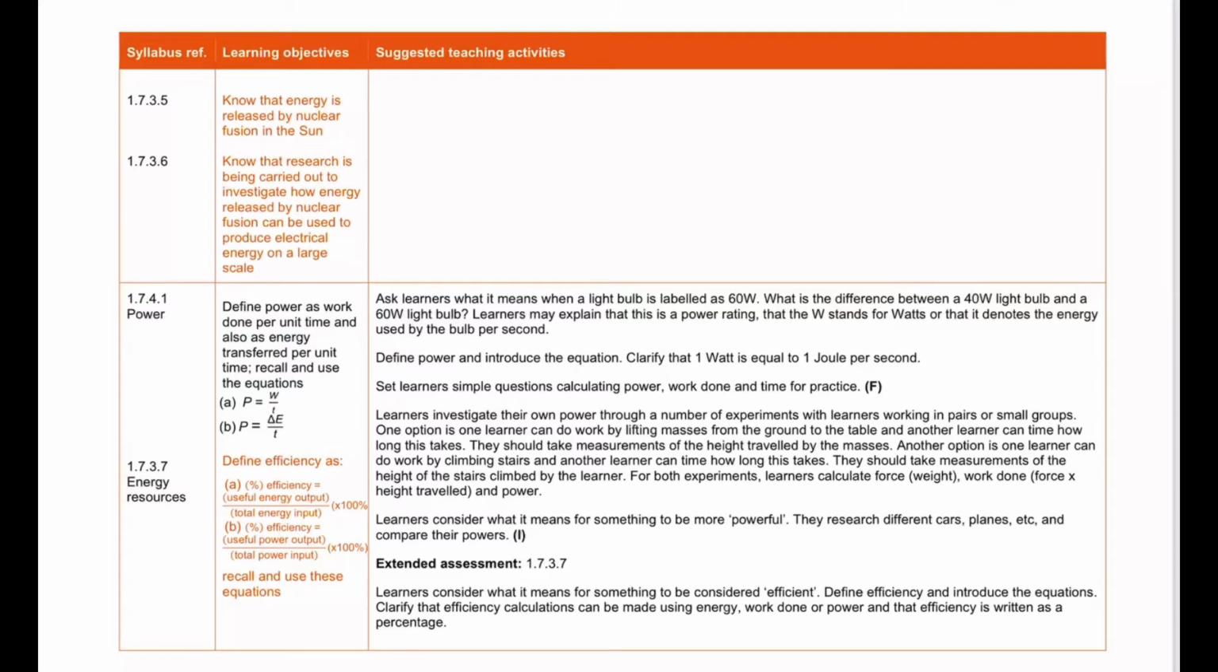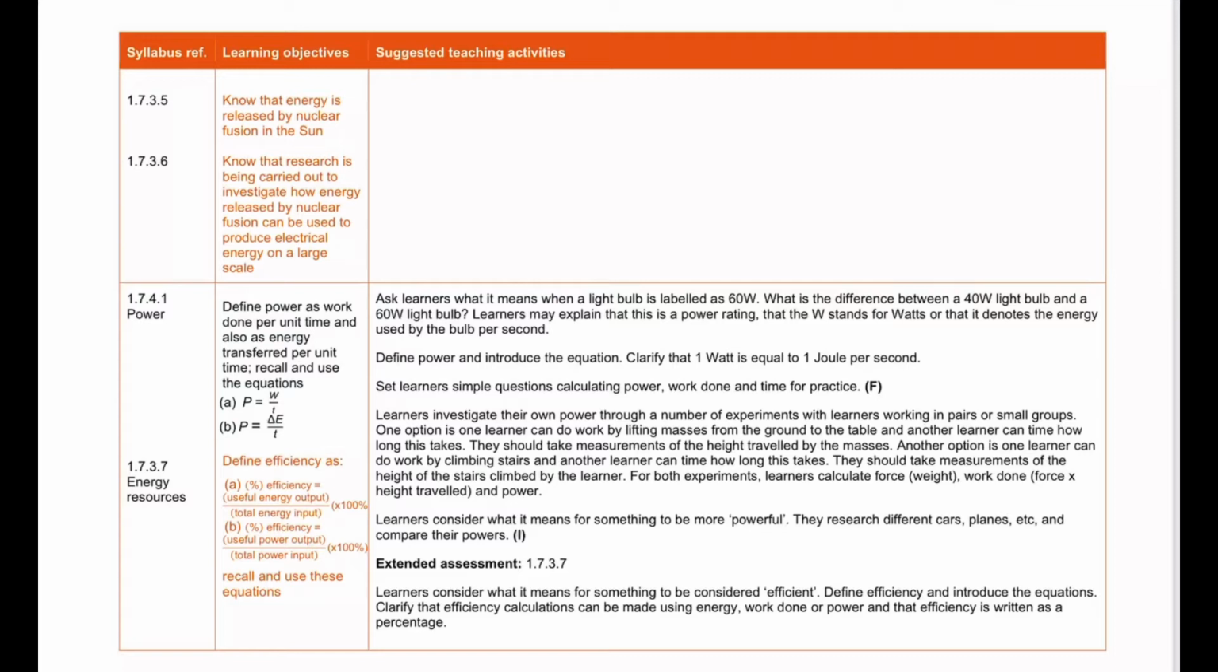Key concept 1.7.4.1 Power. Define power as work done per unit time and also as energy transferred per unit time. Recall and use equations: (a) P = W/t; (b) P = ΔE/t.